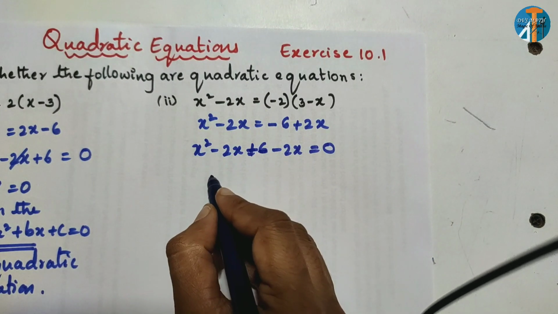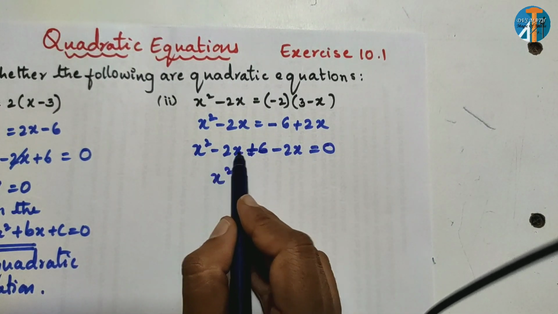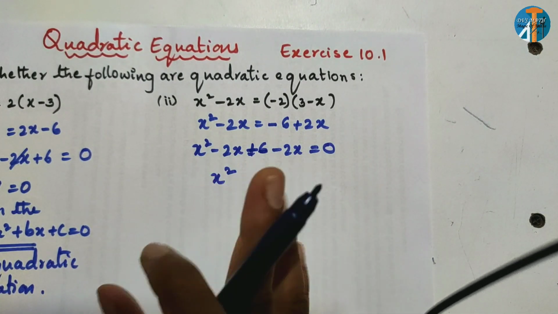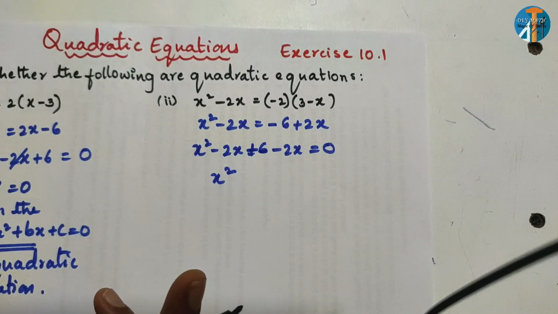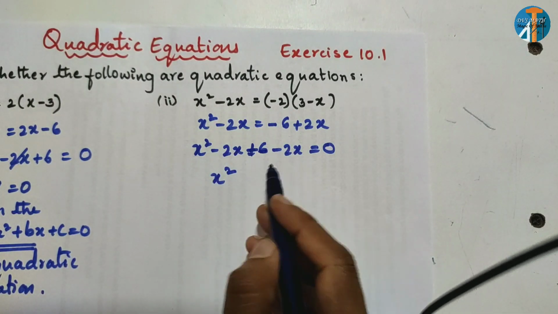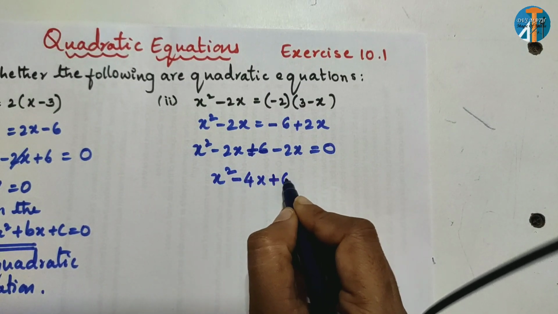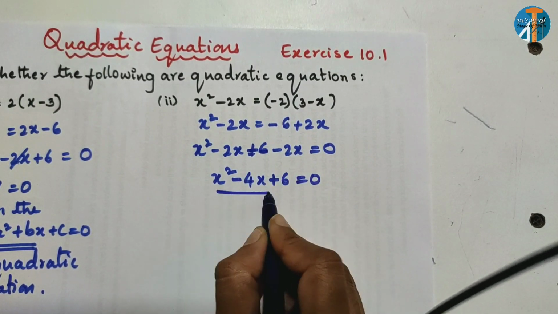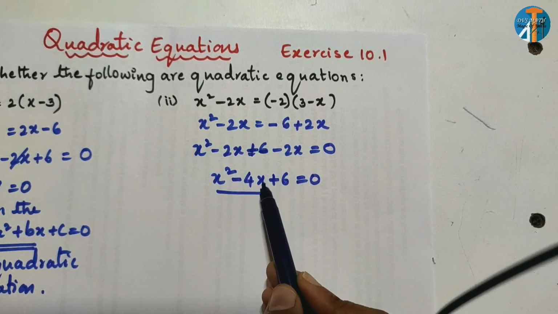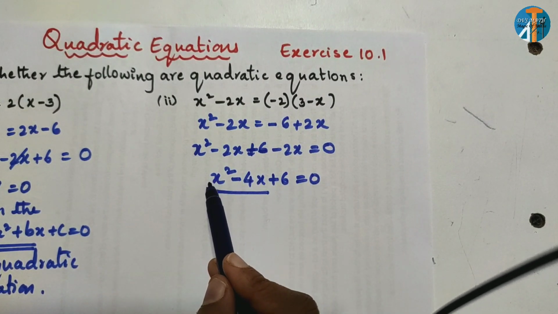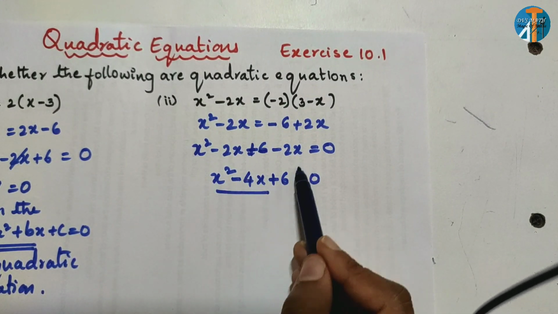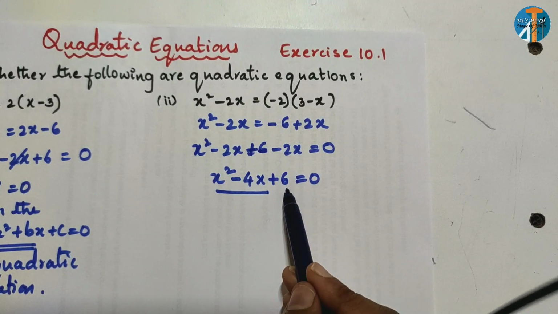Now the final answer will be x square minus 2x, it doesn't cancel. If it is 1 plus and 1 minus, it will cancel. But minus 2x and minus 2x is minus 4x. Okay, plus 6 remains as it is, equal to 0. See here, yes, ax square plus bx plus c. In the place of a, we have 1. In the place of b, we have minus 4. In the place of c, we have 6.